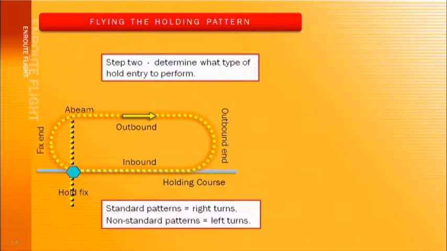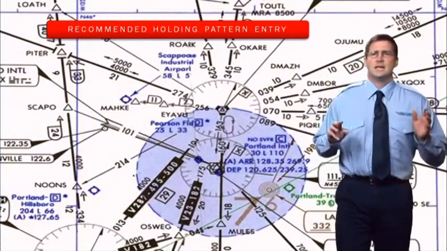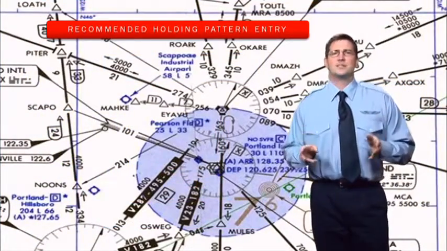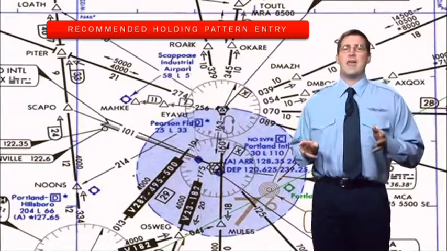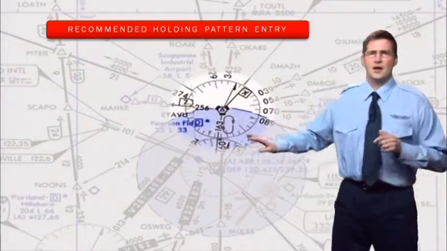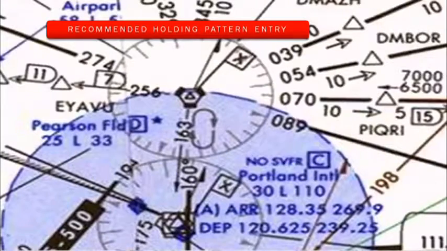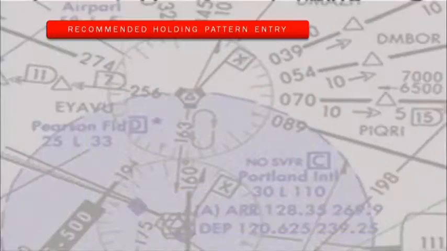You must determine the entry type to properly enter the racetrack holding pattern. Now, there are 3 recommended types of entries, each chosen to be the easiest and best way to enter a holding pattern, depending on the angle at which you're approaching the fix. Let's mask this chart down to the area related to the published hold and zoom in on the holding area. Now, let's start looking at all the individual components.